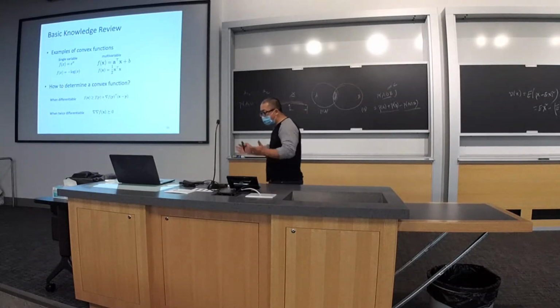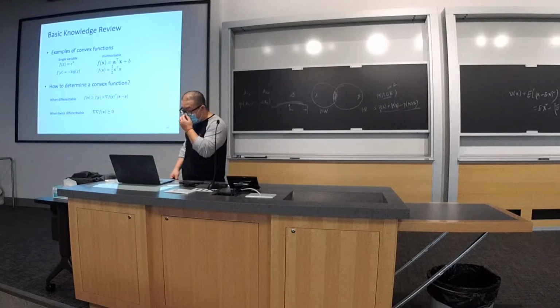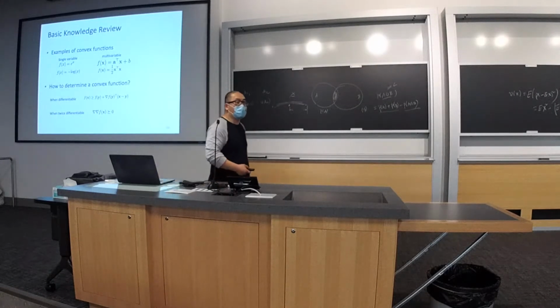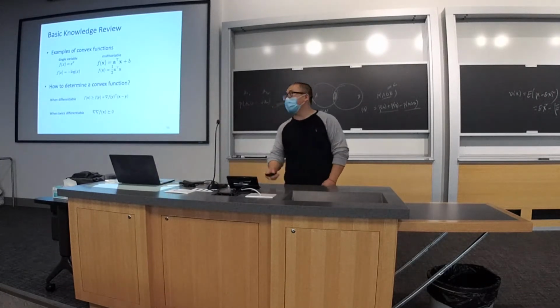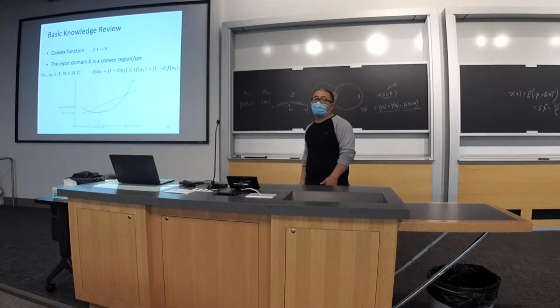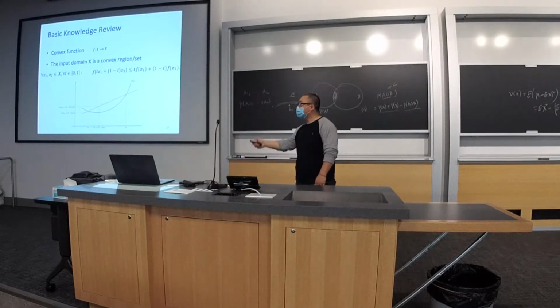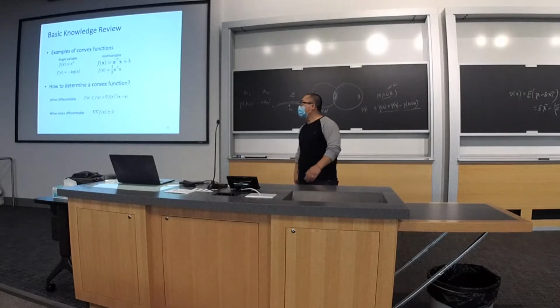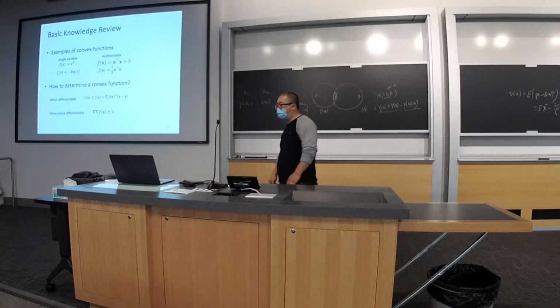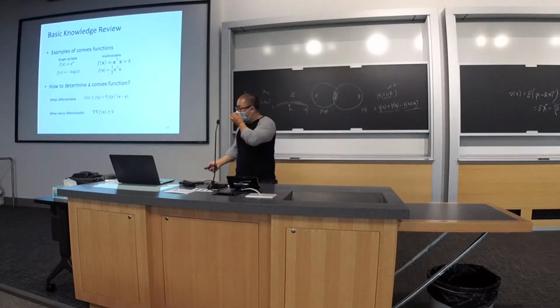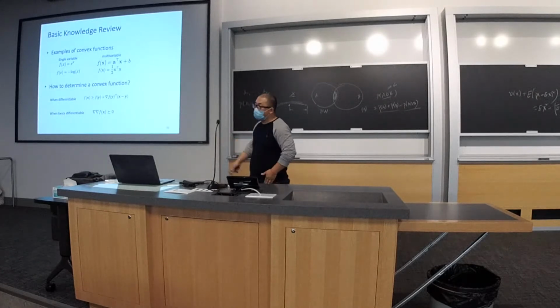So given an arbitrary function, how do you test if this function is convex or not? Of course, we can use the definition. If we can show that for arbitrary 2 inputs in the domain and an arbitrary t, this convex inequality always holds. Of course, we can do that, but that is not always convenient. So here are 2 often used testing conditions, or sufficient conditions.